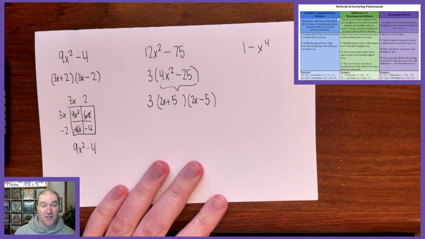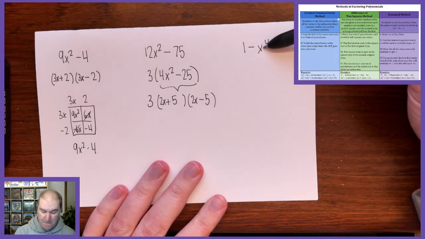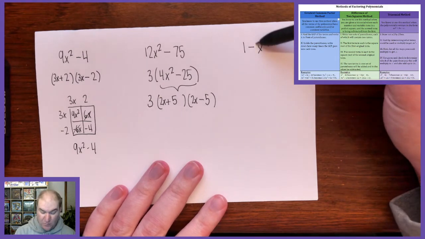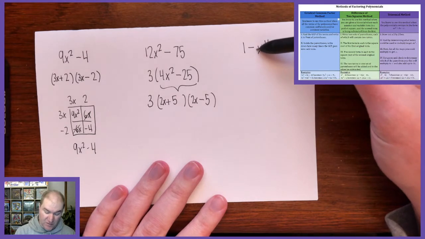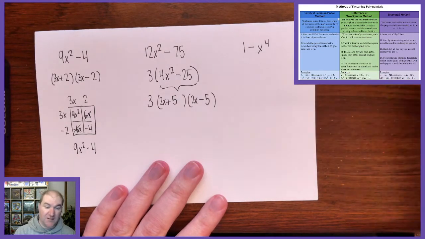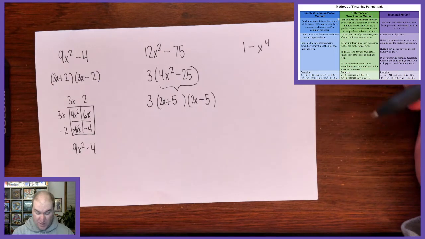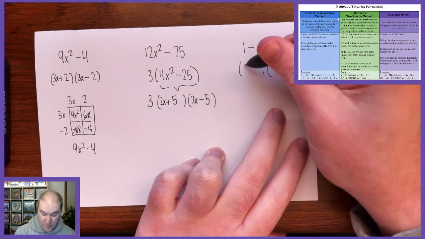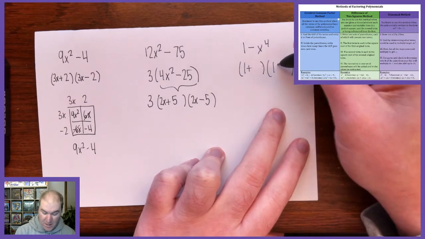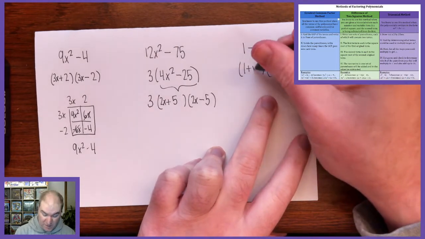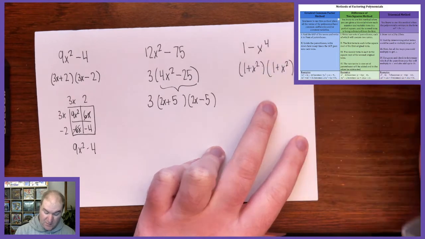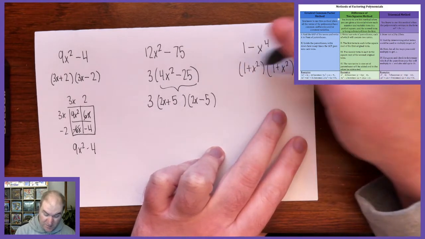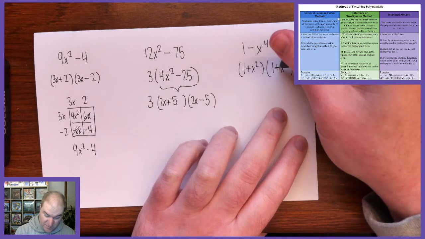1 minus x to the 4th. If a variable has an even number exponent like this, then it's a perfect square. And that rule applies if there's a coefficient in front, like if there was a 9 here, as long as the number out front is also a perfect square. So this is a difference of two squares. The square root of 1 is 1. And the square root of x to the 4th is x squared. So this right here is a binomial factor. This is supposed to be a minus.